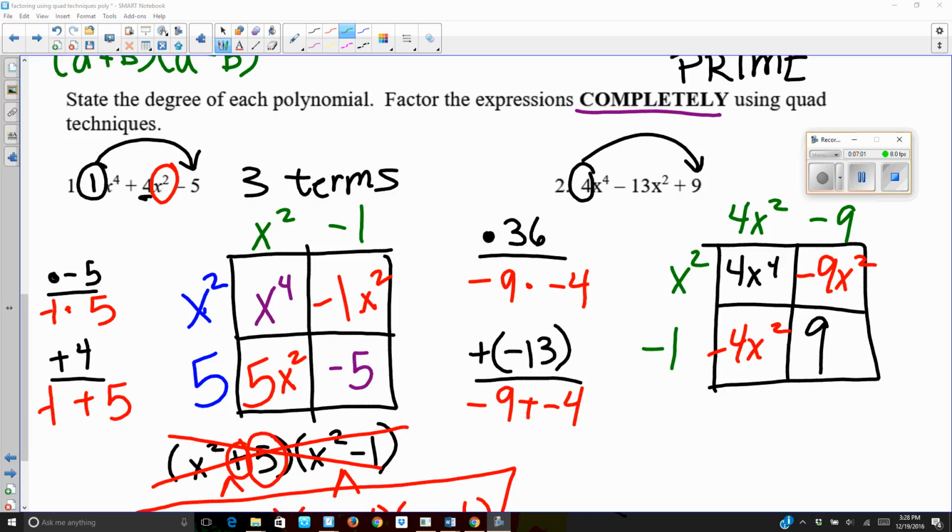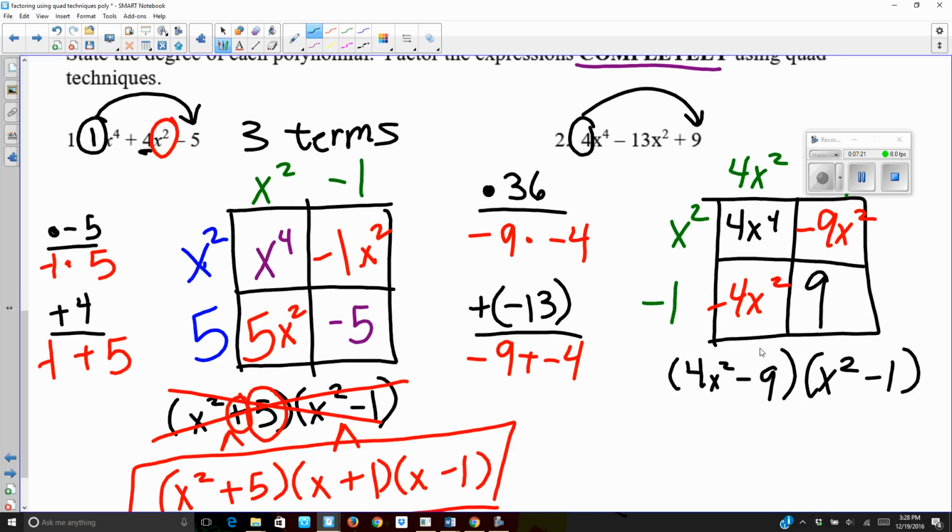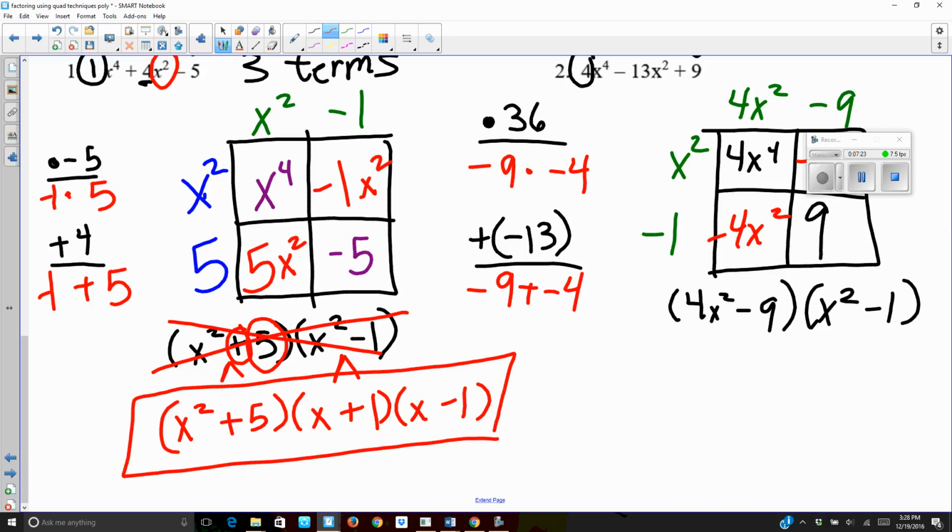So this should be your initial step. -9 and -4 are the two numbers that multiply together to give you +36 and add together to give you -13. But you should notice, you can go further on both of these. Both of these are perfect square problems. So 4x squared minus 9, the square root of 4x squared is 2x, and the square root of 9 is 3. So it factors into 2x plus 3 and 2x minus 3.